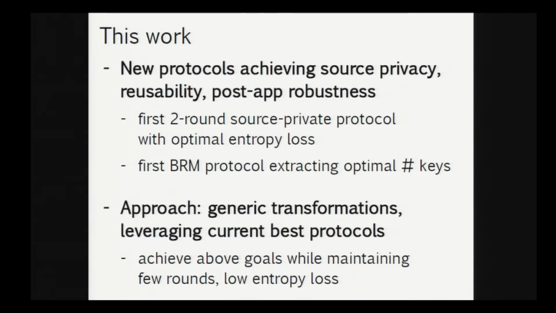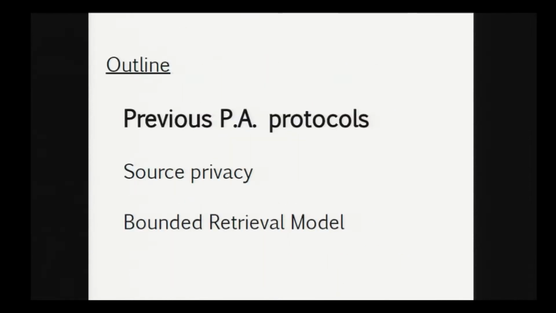But the general approach in the paper is to give generic transformations on privacy amplification protocols. This allows us to leverage a lot of the previous work to achieve these goals while at the same time minimizing the more natural or more standard goals of few rounds and low entropy loss. Okay, so this is the outline for the rest of the talk.